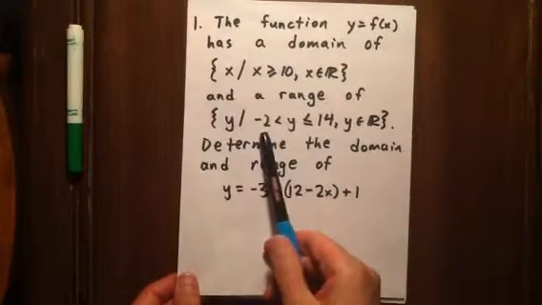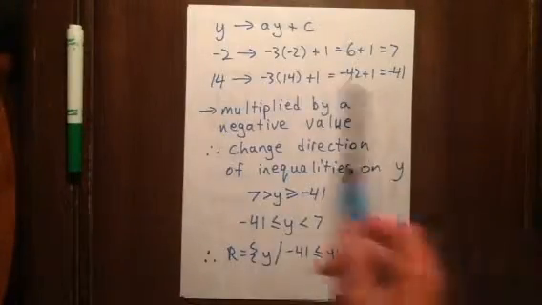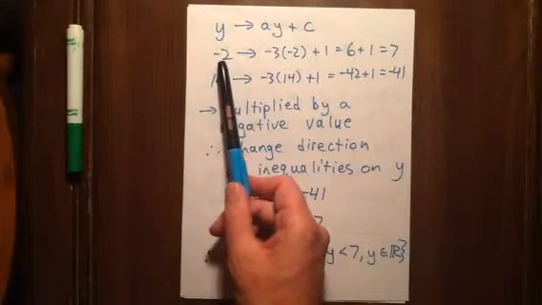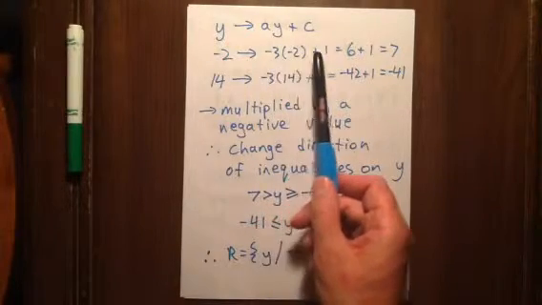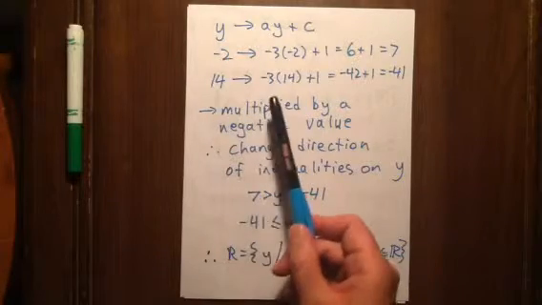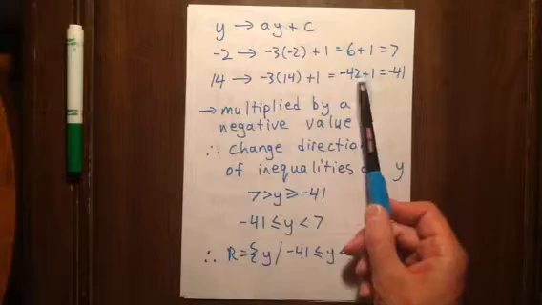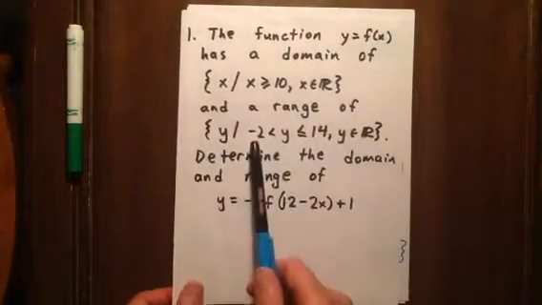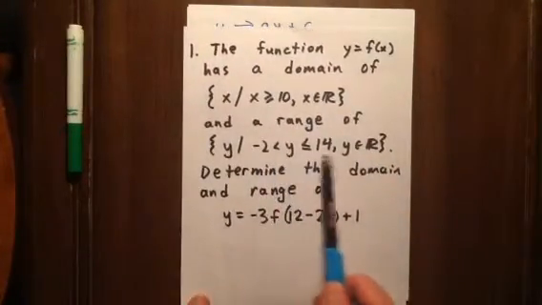Well, our original range had relevant y values of negative 2 and 14. So we're going to remember that y maps onto ay plus c, and we're going to say that the first y value of negative 2 will map onto a times negative 2 plus 1. That's 6 plus 1, which is 7. And 14 will map onto a times 14 plus 1, which is negative 42 plus 1, which is negative 41. So our negative 2 became a 7, and our 14 became a negative 41.